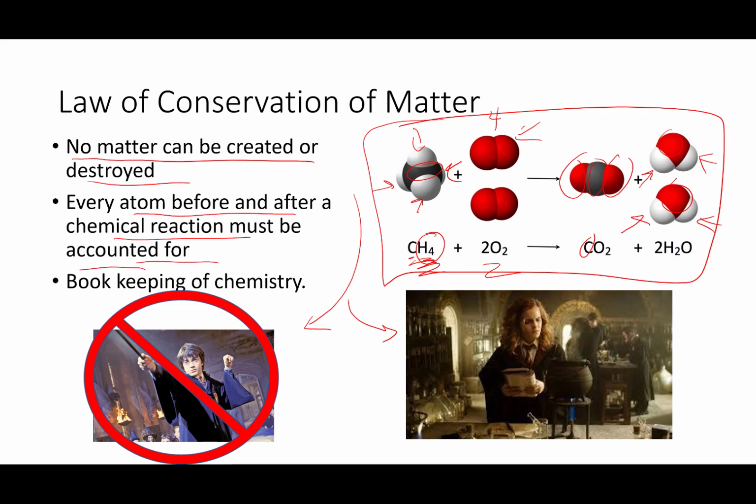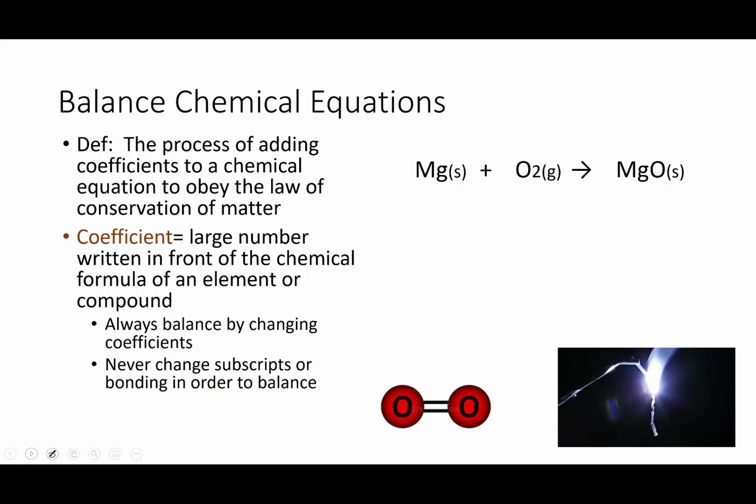This is the bookkeeping of chemistry, sort of like balancing your checkbook. Not necessarily the most fun time you ever have, but it is something we must do in science. Now, how we do this is by adding something called coefficients. When we balance a chemical equation, this is the process of adding these coefficients to a chemical equation in order to obey that law of conservation of matter, that law of conservation of mass.